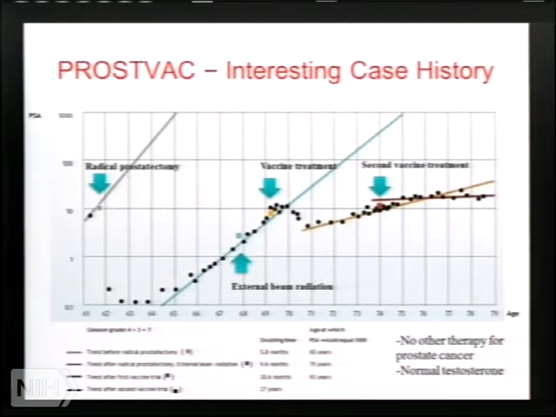They got IRB approval to give the patient another 3 vaccinations, and you can see here it appears to have flattened out again. And in fact, in follow-up data that will be coming out this year, it's in press right now, the PSA has actually dropped down to less than 4.